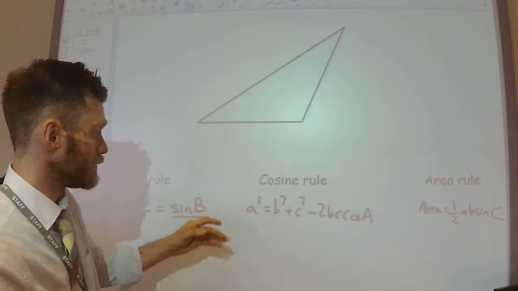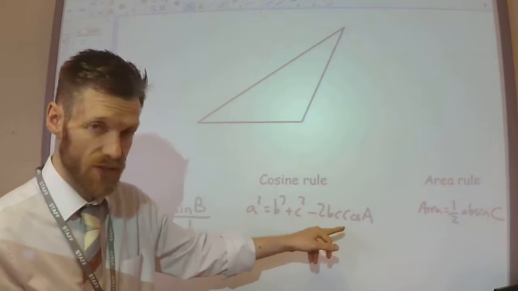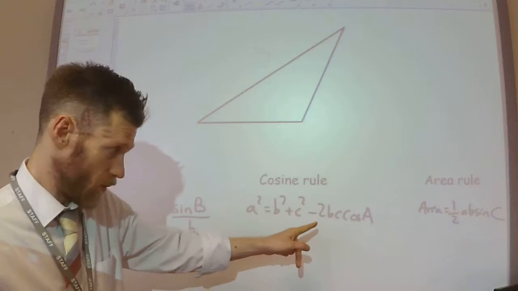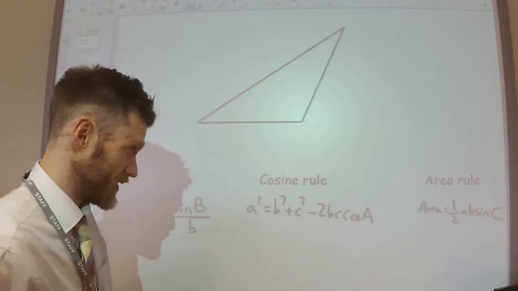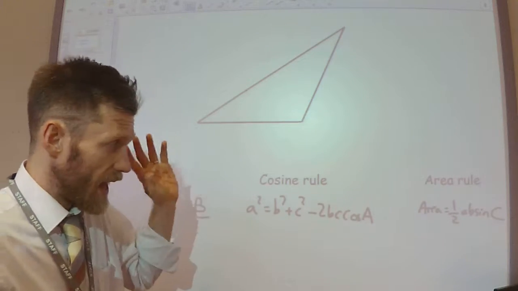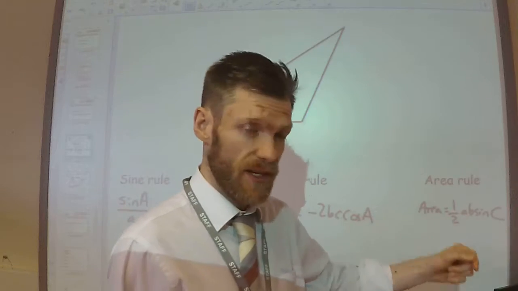Cosine rule, you should know that it's a squared equals b squared plus c squared minus 2bc cos a. You should also know the way to rearrange this formula to make cos a the subject. And finally, you should know the area rule. The area is half AB sine c.